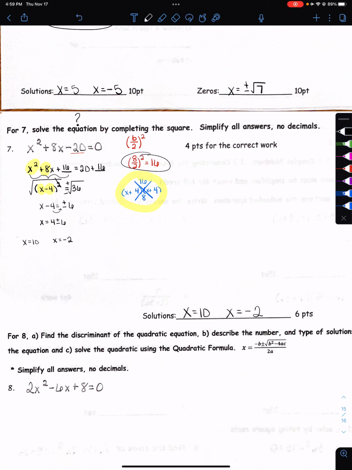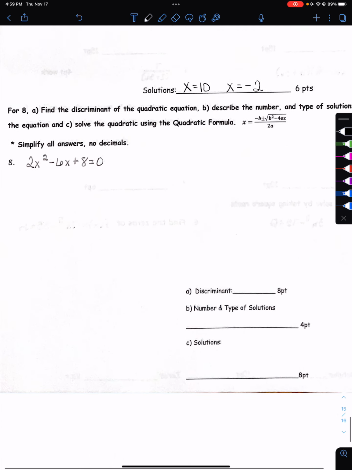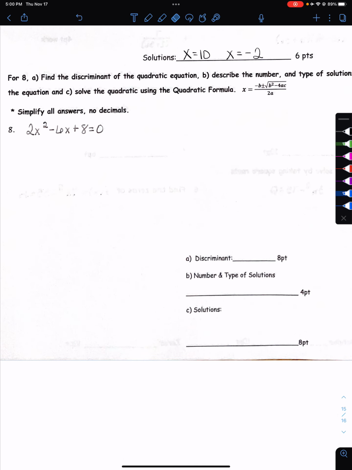All right, last one, quadratic formula. Now, on the quadratic formula, okay, we have all of this. The only piece that I'm worried about at first is the discriminant, the stuff underneath the radical, okay? So taking b squared minus 4ac. Our b value is negative 6. A value is 2, and our C value is 8.